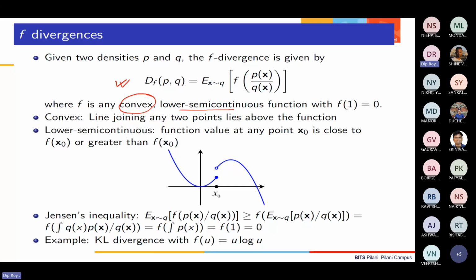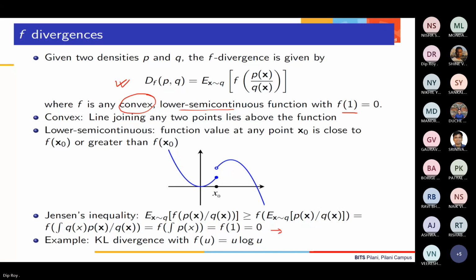And the other thing is that f(1) is equal to 0. That means when p(x) is equal to q(x), this ratio is equal to 1, and when this is equal to 1, the divergence should be equal to 0. So that's the constraint. Okay, we know what a convex function is, so I'm not going to go through it. Lower semi-continuous, I will skip for the time being. And let's talk a little bit about how we get this f(1) equal to 0.